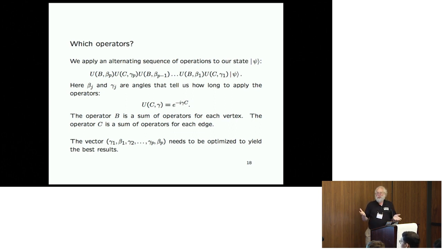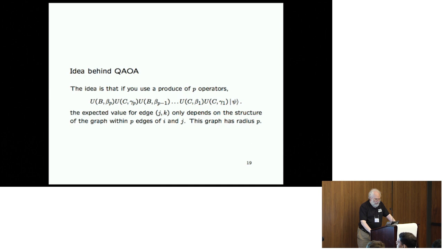So why should this work? Well, the idea is if you use a product of P operators, or I guess this is really two P operators, then the expected value for jk only depends on the structure of the graph within P edges of the edge jk. And so there aren't too many graphs like this.